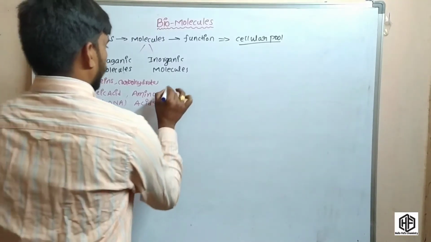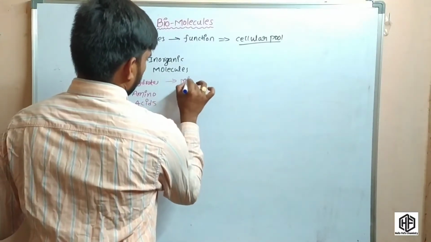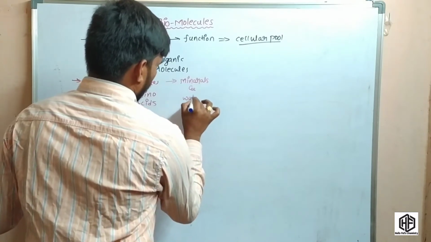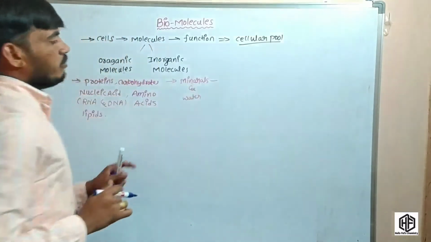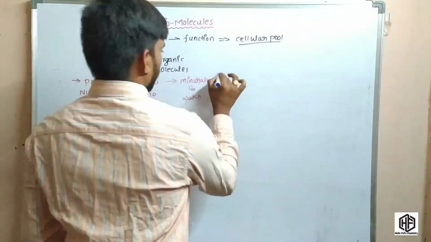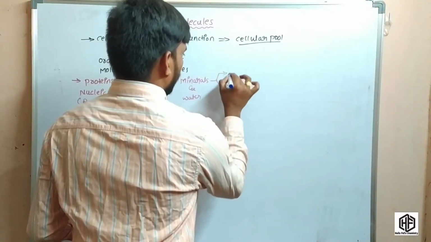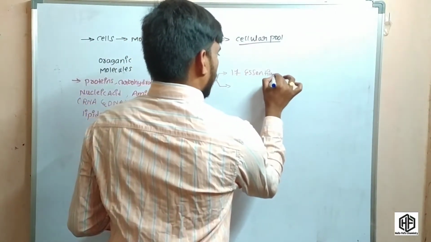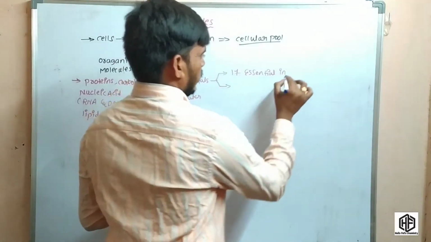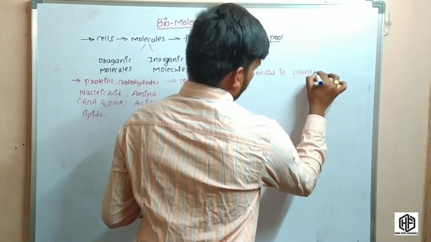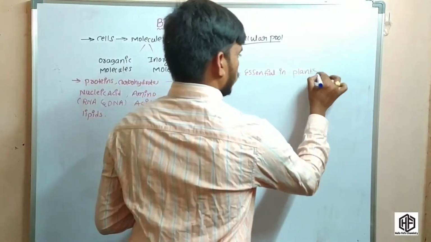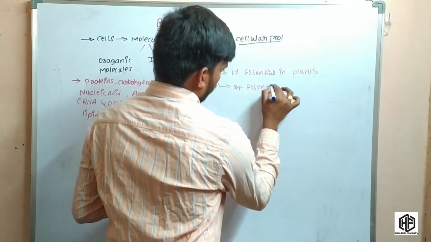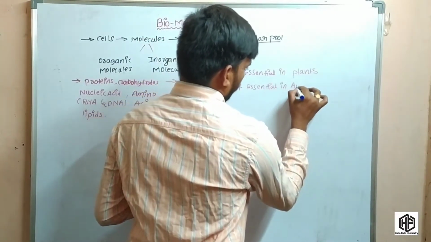This is very important. Minerals and water. Out of these, minerals are again classified: 17 are essential in plants and 24 are essential in animals.